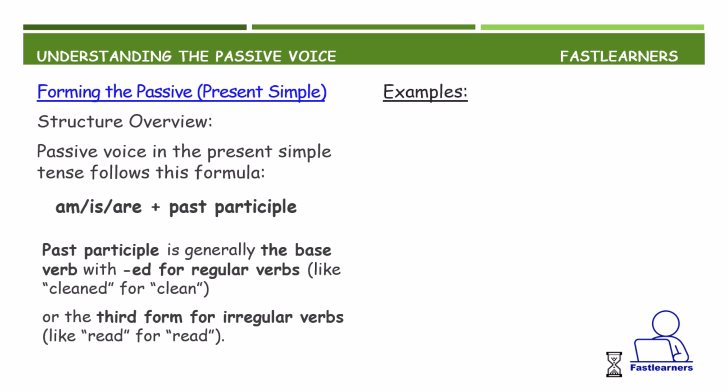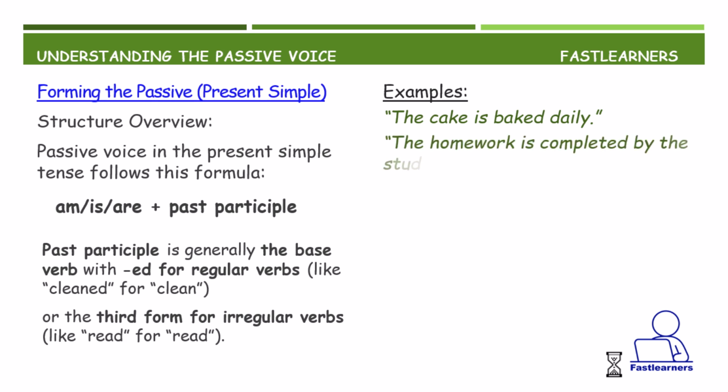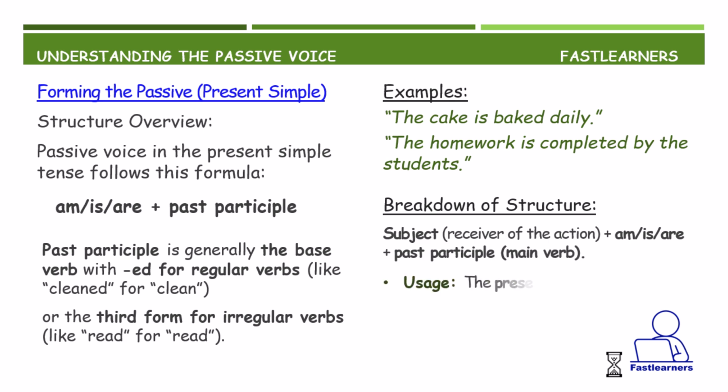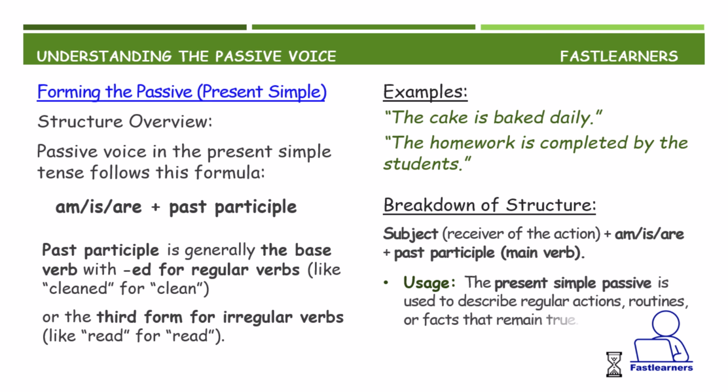Examples. The cake is baked daily. The homework is completed by the students. Breakdown of structure: subject, receiver of the action, plus am, is, or are, plus the past participle of the main verb. Usage. The present simple passive is used to describe regular actions, routines, or facts that remain true.